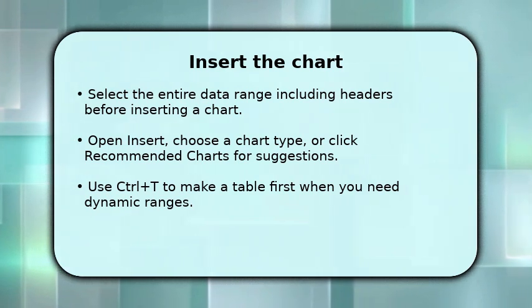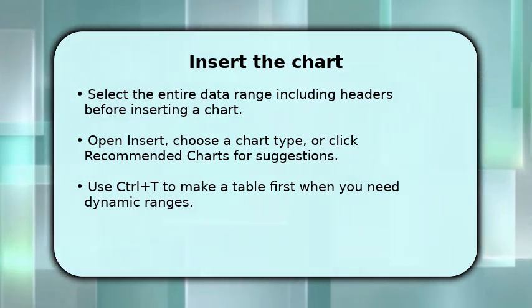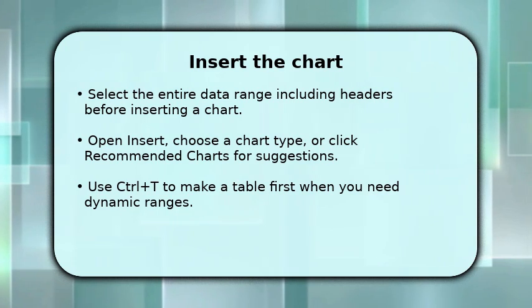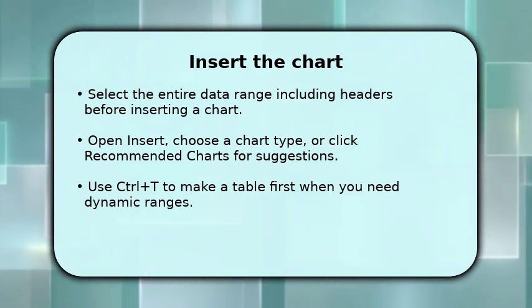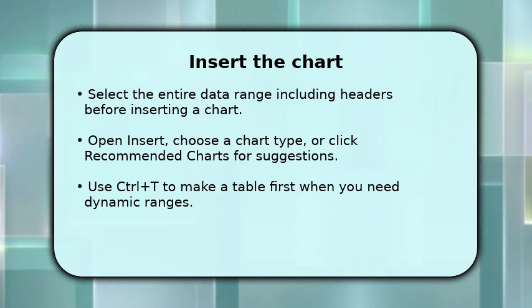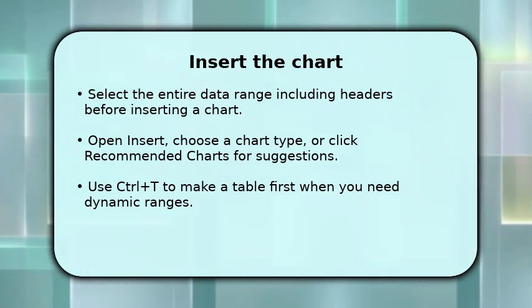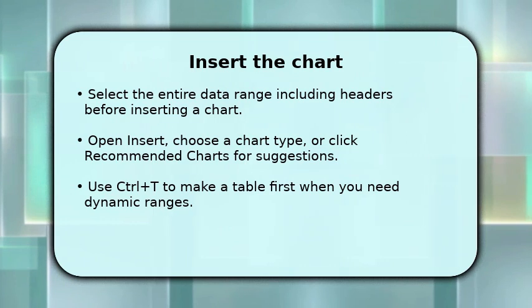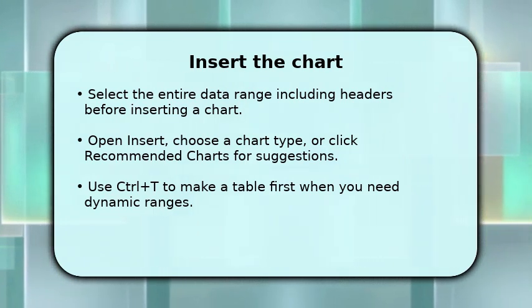Use Ctrl+T to make a table first when you need dynamic ranges. Click the specific chart icon such as column, line, or pie to create the visual. Confirm the chart references the correct cells shown in the Chart Design ribbon. Move the chart to a separate sheet if you require more space.